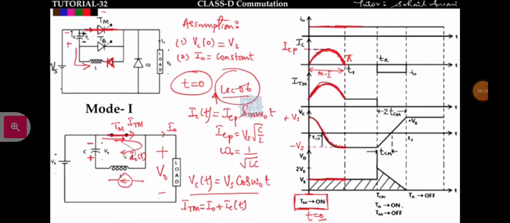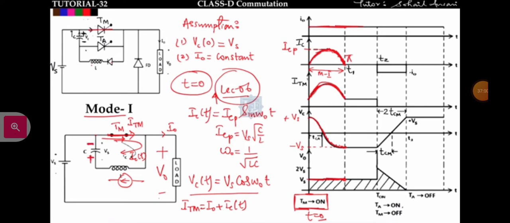So if I have to explain all the modes, how will I explain? See, at t is equal to 0, I am triggering the main thyristor. The moment the main thyristor is triggered, the voltage across the capacitor will discharge through the main thyristor, diode and inductor. All the energy present in the capacitor will be given to the inductor, and again the inductor will give energy to the capacitor, and at the end of mode 1, the voltage drop across this capacitor will be minus to plus like this.